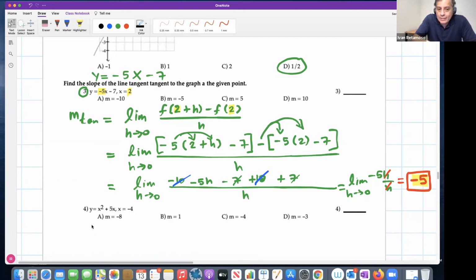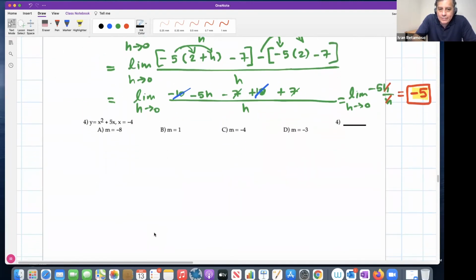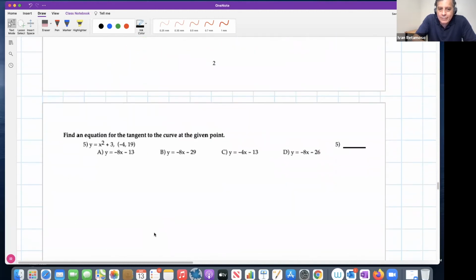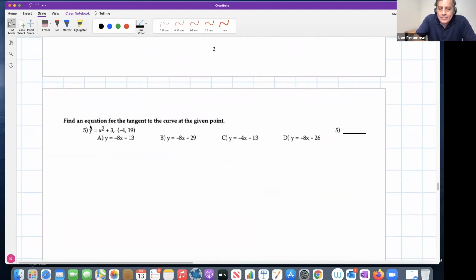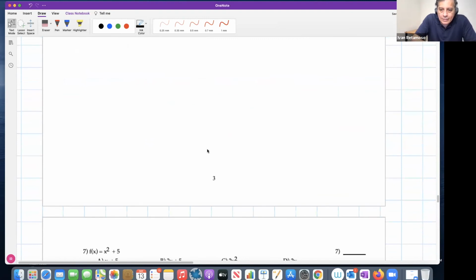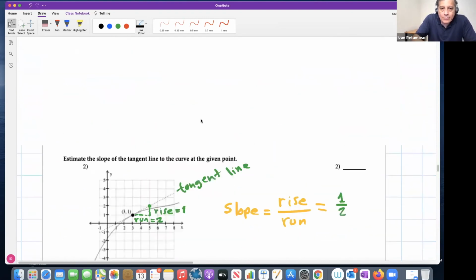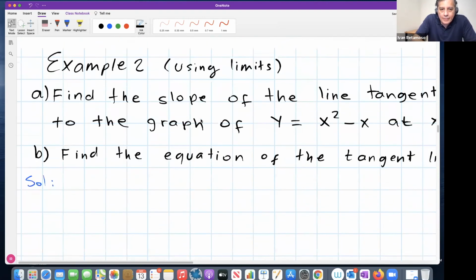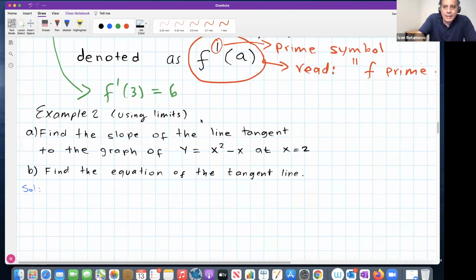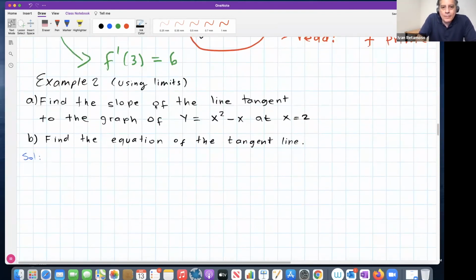All right, we're going to do this, but let me give you an example first. And we're going to go a step further, and compute not just the slope of the tangent line, but also the equation of the tangent line. So let's go back to our notes. Here is example number 2. It says find the slope of the line tangent to the graph of y equals x squared minus x at x equals 2, part A. Part B, find the equation of the tangent line.